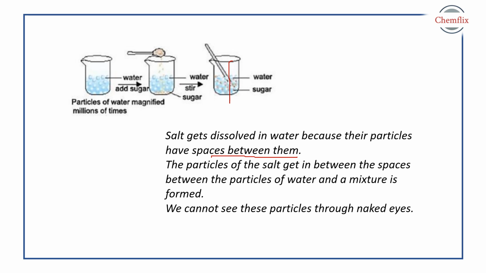The particles of the salt get in between the spaces between the particles of water, and a mixture is formed. Suppose these are our water particles. In between these water particles you can see so many spaces, right? I'm going to change the color. This green color is our salt particle. The salt particle occupies the spaces between these water particles, so a mixture is formed, and this is what is called salt solution.